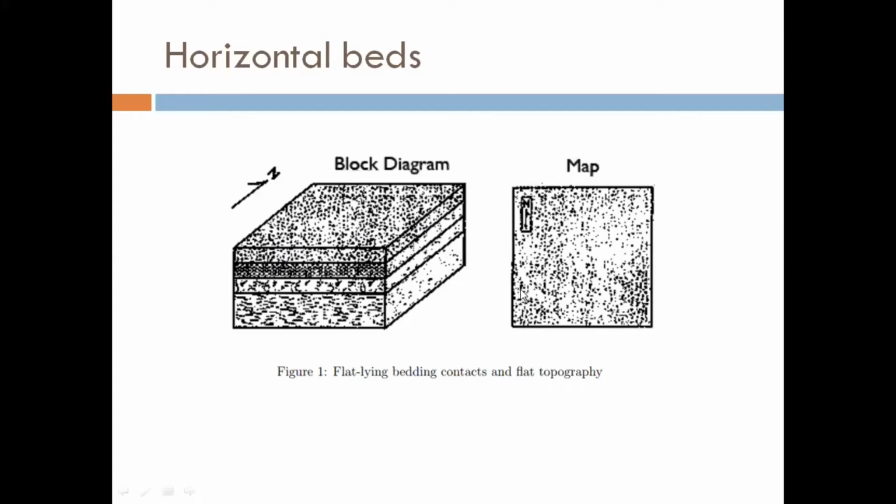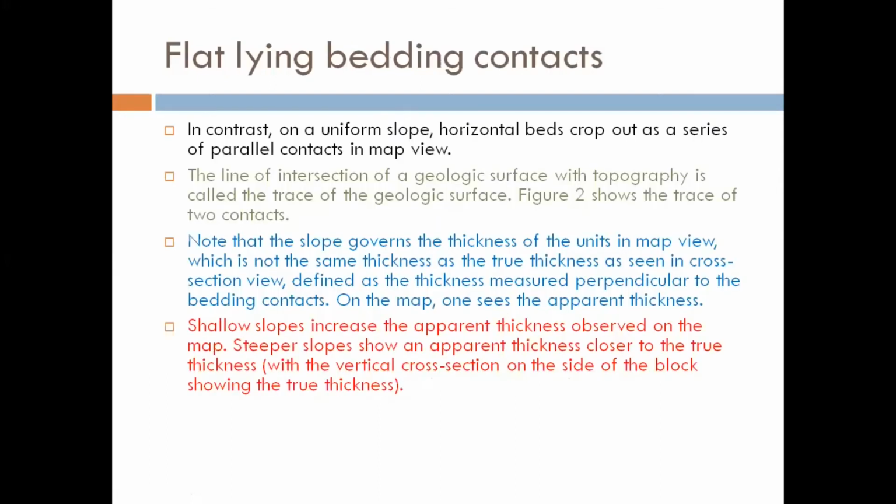But this is how you identify the horizontal beds. So we call these horizontal beds. Remember, this is a block diagram in which you can see the three dimensions of an area, and this is a map in which you can see just two dimensions, the x and y. You cannot see the z, the depth or height, whatever you want to call it. And it presents a flat topography. It doesn't have any dips or any other features.